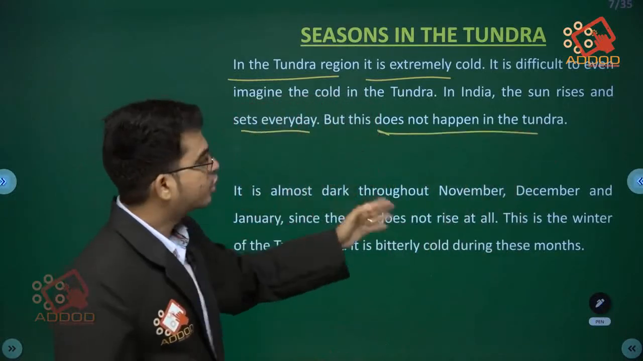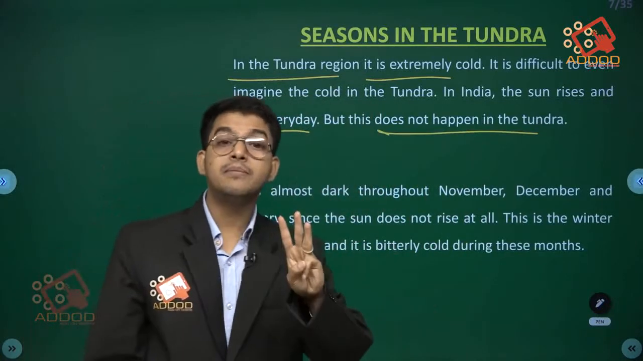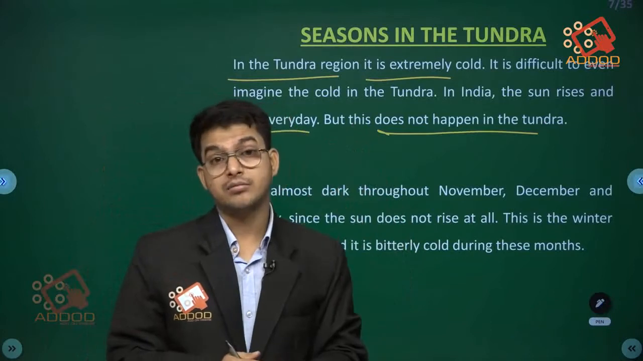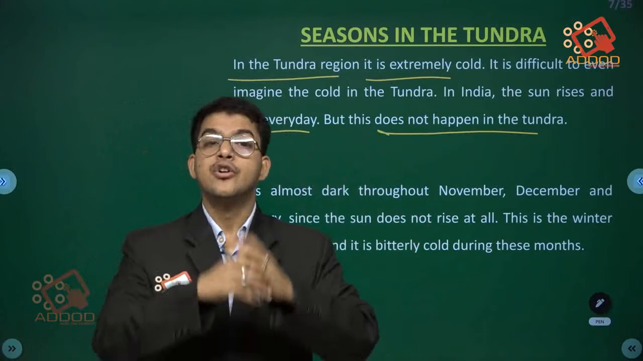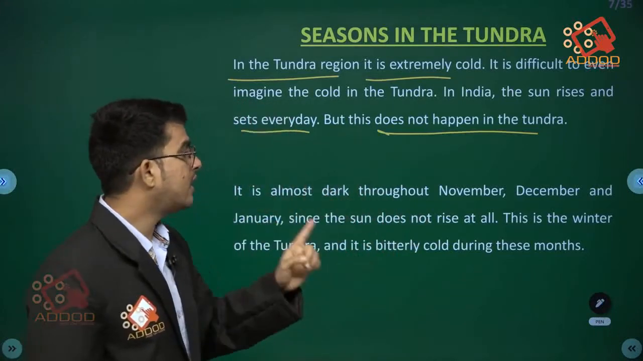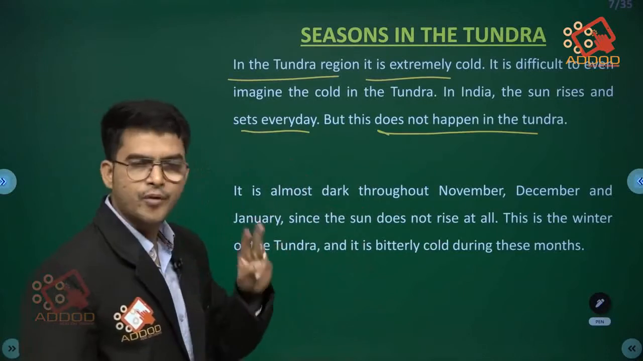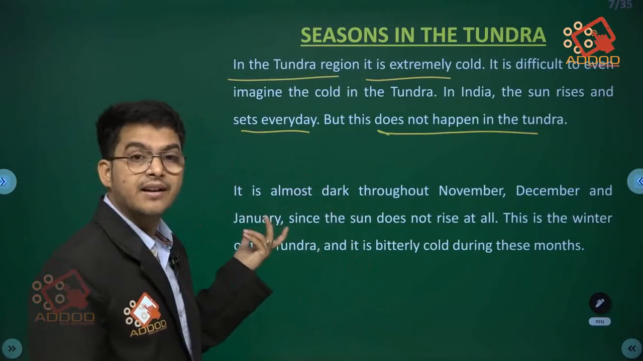It is almost dark throughout November, December and January. These three months mean completely dark. No morning, no sunshine, no energy, no temperature. Since the sun doesn't rise at all, this is the winter of the tundra. All three to four months are just very cold. That is why it is named tundra.